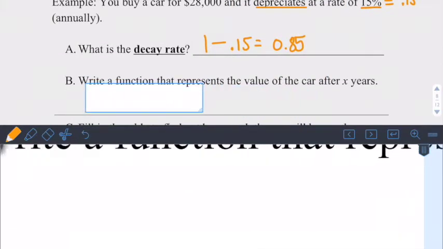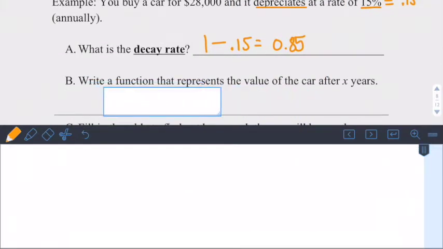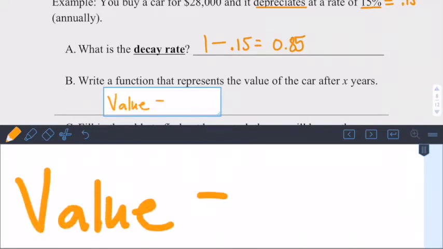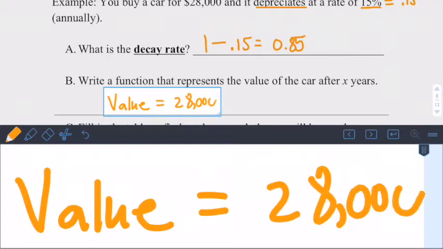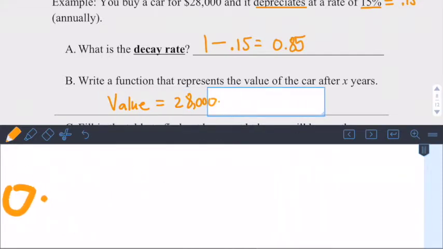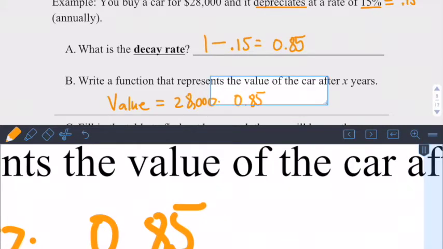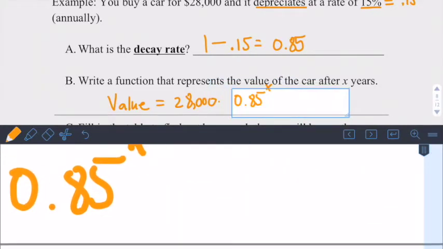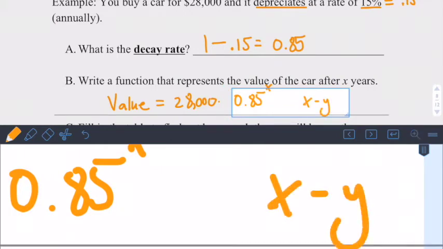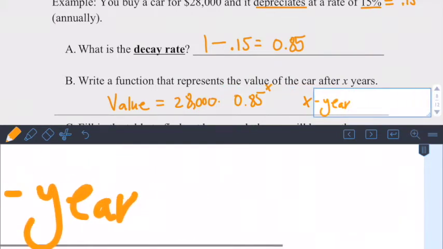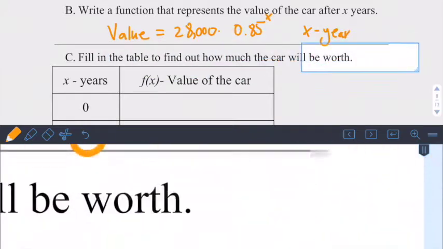So let's write a function. So we have our value of the car equals 28,000 times 0.85 to the x, where x is years, right, for each year. And then we'll fill in the table again.